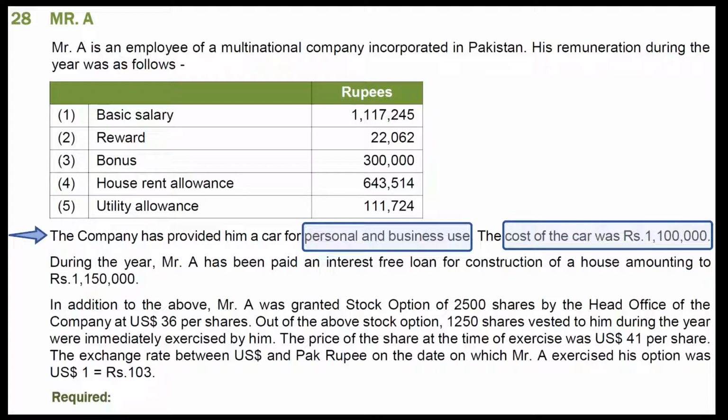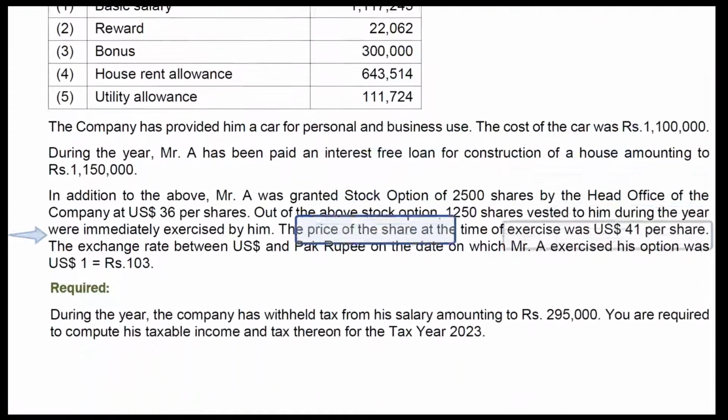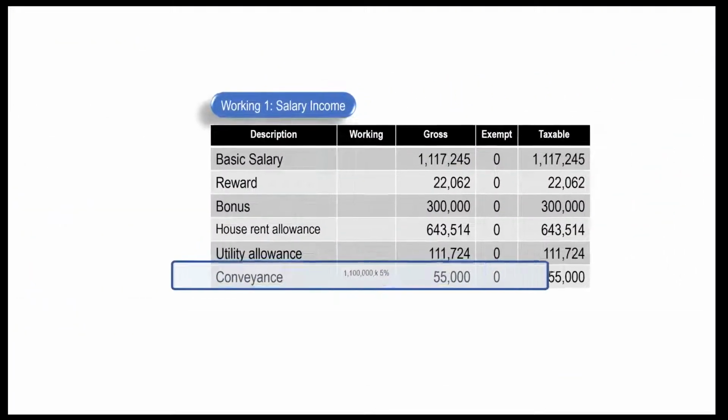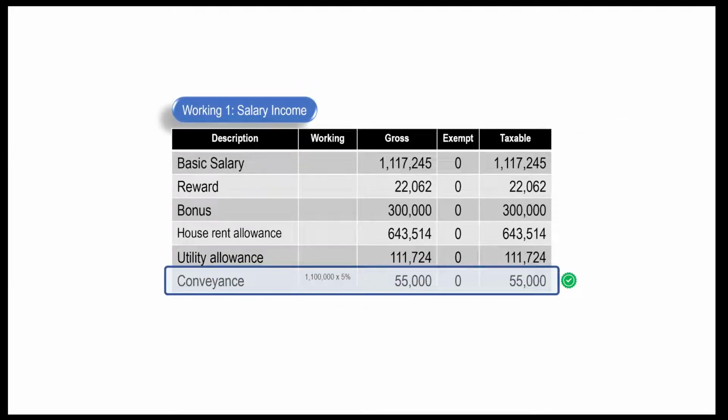Let's first see how to calculate value of this perquisite. Recall the relevant slide of notes. If you want to revise valuation of conveyance, a link of relevant video can be found in description of this video. 5% of cost of vehicle will be included as salary income. Mention it in your working. Value comes to Rs 55,000.